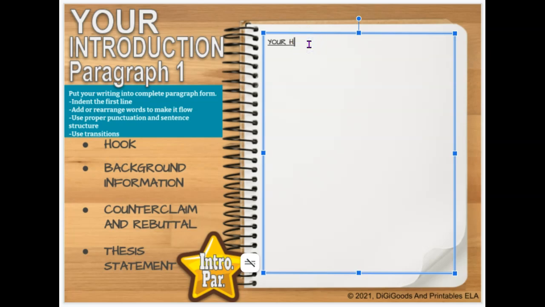Once you have pasted all of your information into this page, then you're going to need to read it and make sure everything makes sense. You're going to add transition words. And to make your writing more clear, you may need to add, remove, or rearrange words or entire sentences to make everything make sense and flow well.